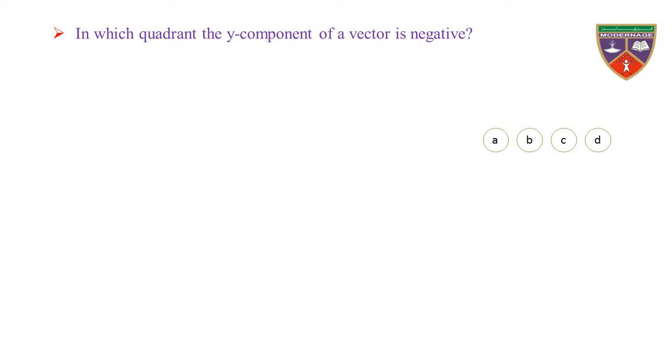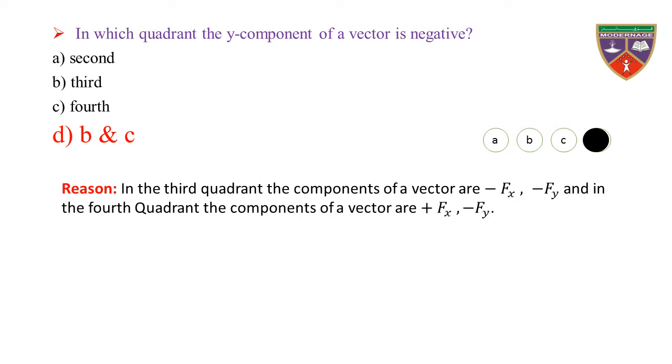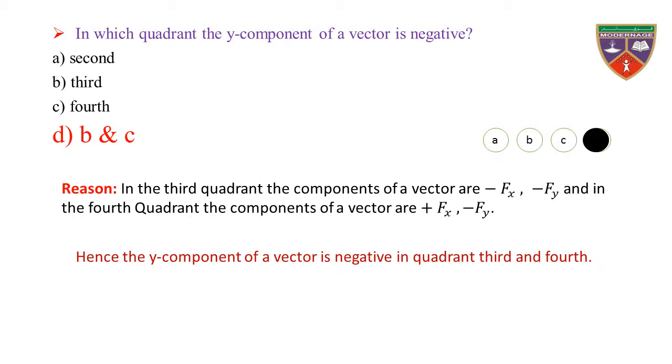In which quadrant is the y component of a vector negative? Option A second, option B third, option C fourth, option D B and C. The key is B and C. Therefore, the correct option is D. Reason: in the third quadrant, the components of a vector are minus Fx, minus Fy, and in the fourth quadrant, the components of the vector are plus Fx, minus Fy. Hence, the y component of a vector is negative in the third and fourth quadrants.